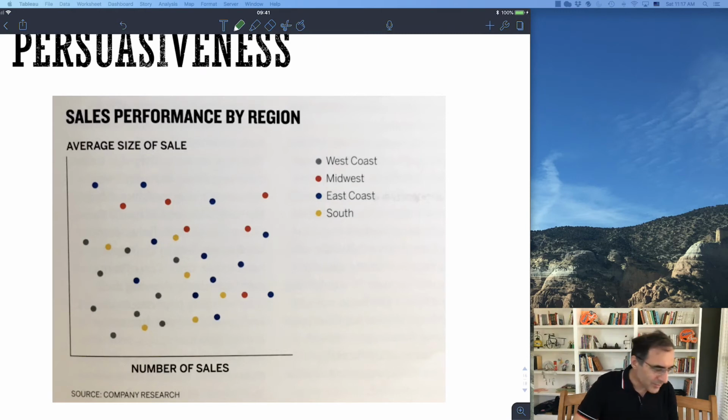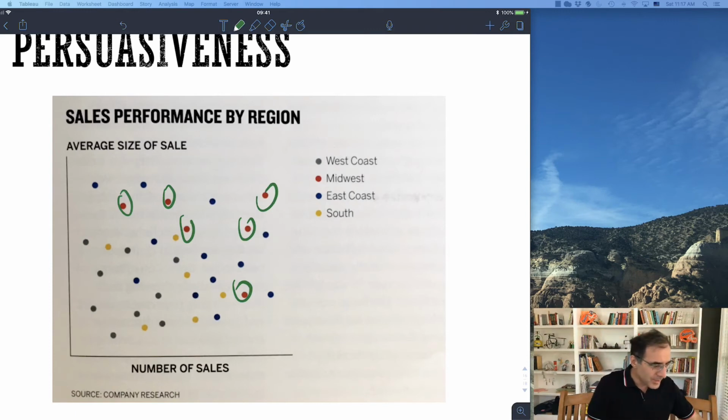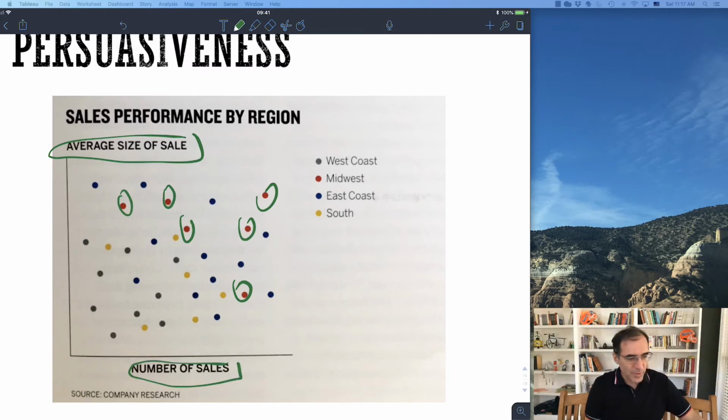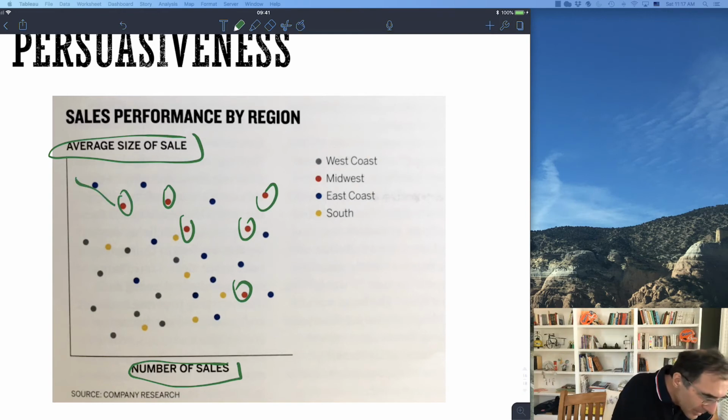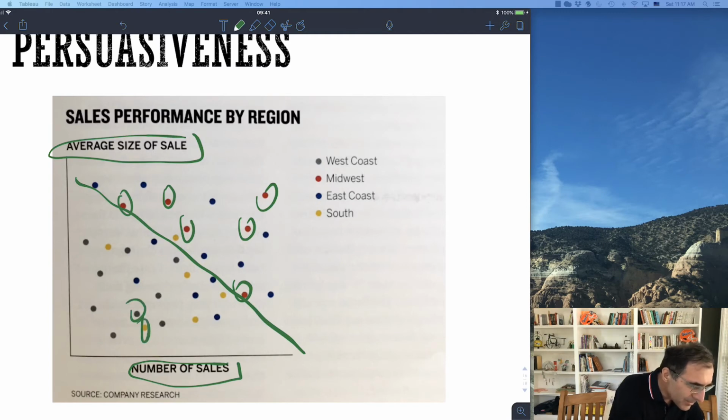The story is, look at these red dots. This is a region that performs much better than everyone else. This is basically average size of the sale and number of sales. The Midwest region is doing well in both KPIs. Their sales size is large and they sell a lot, so total sales is large. If you look at everyone else, you can immediately see that region is doing well and everyone else is not doing very well. Each region has some representatives here.